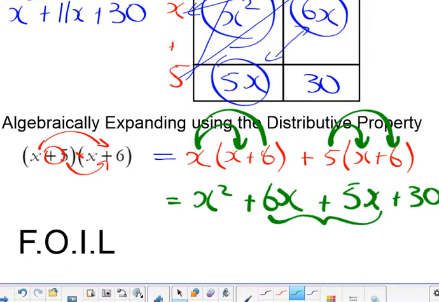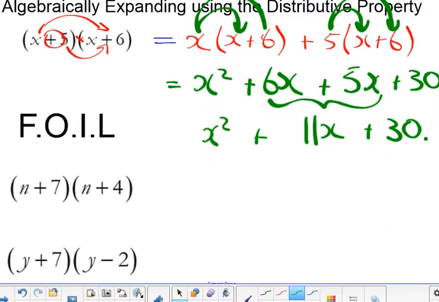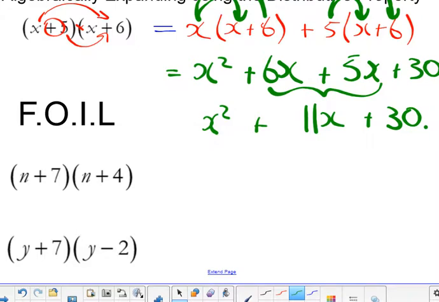We've got 6x's plus the 5x's, same type of term, and so we can simplify that to 11x. We've got x squared plus 11x plus 30. So that's the process by which we go through and we can expand two binomials. Now, we also have a kind of a quicker technique, which is probably a little bit more convenient.